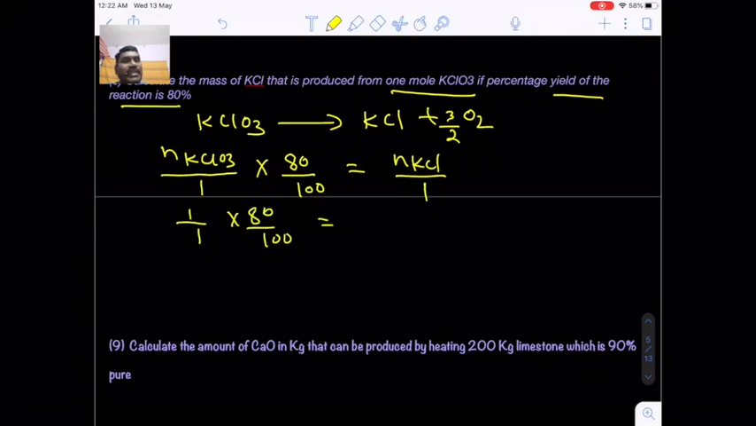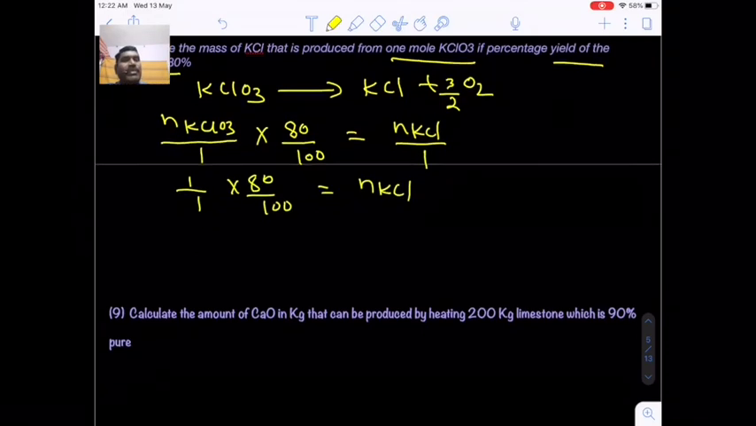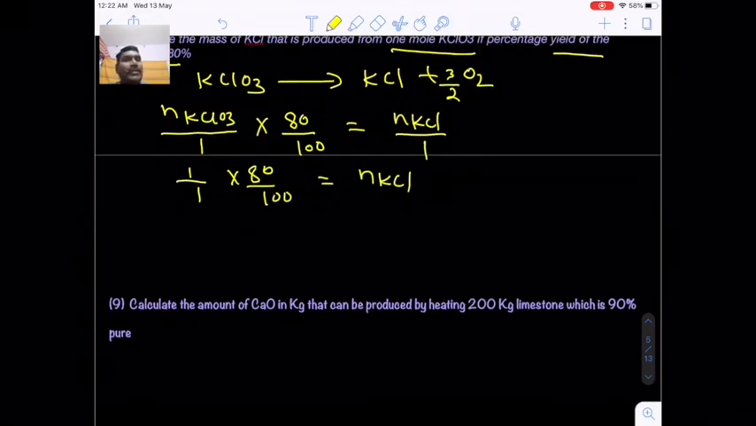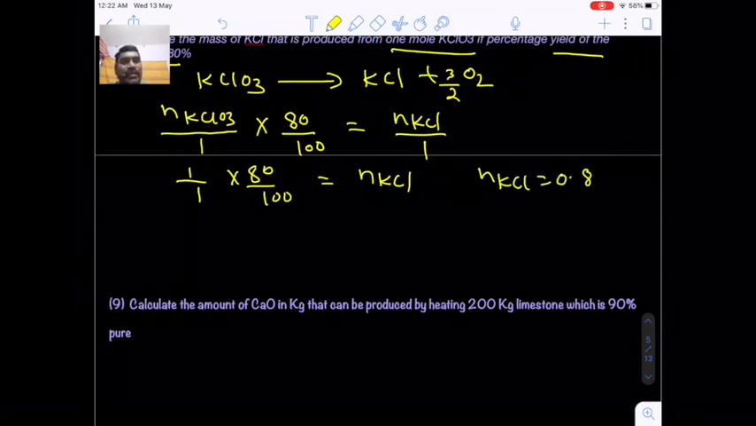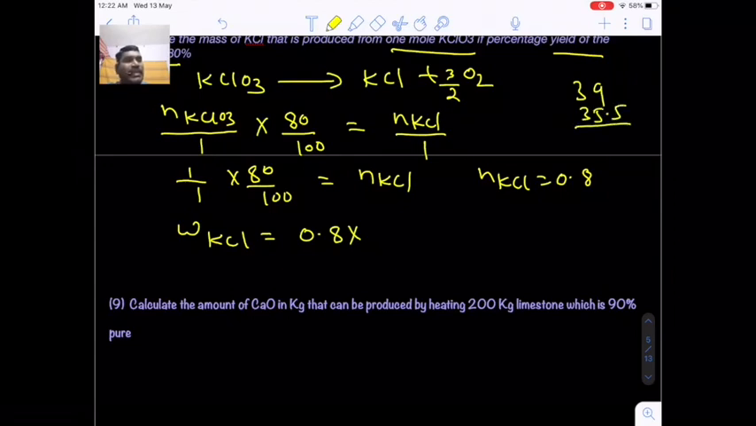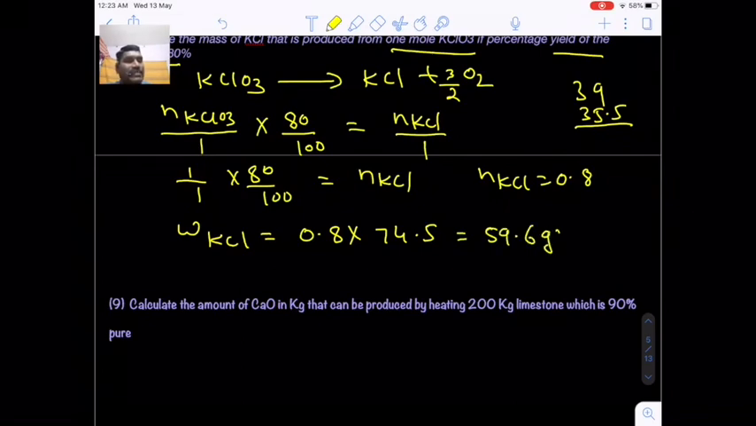Now, number of moles of KCl is equal to how much? 0.8. Now from this I have to calculate the weight of the KCl: number of moles into molar mass. Potassium atomic mass 39, chlorine atomic mass 35.5. So total 74.5 grams. So overall the final answer will be 59.6 grams.